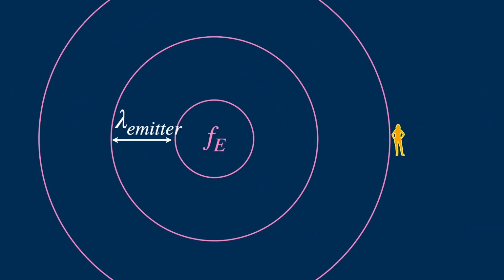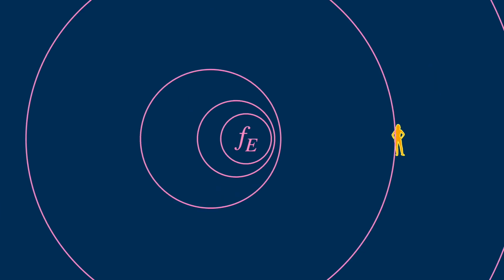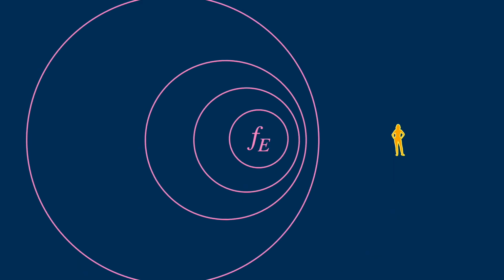Now let's consider a source, an emitter, that is moving towards you, the observer. The wave is emitted with a wavelength lambda of the emitter, and is propagating with the velocity v of the wave. As it's propagating, because the emitter is moving, the crests of the waves are going to pile up in the direction of motion and are going to be separated away in the opposite direction.